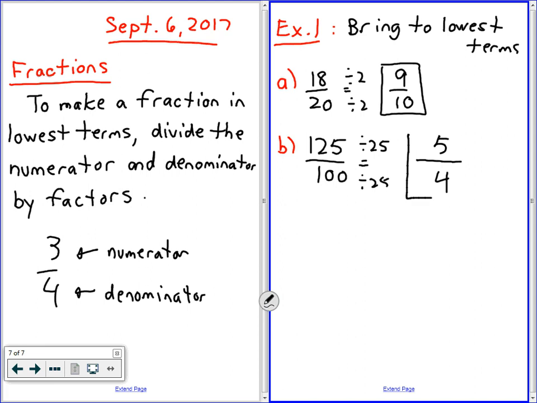Now, if you didn't get 25 in your head, that's okay. You can do 2 steps, divide by 5 and divide by 5 again, right? And so you can keep on going until you get into the lowest terms if you can't get it.